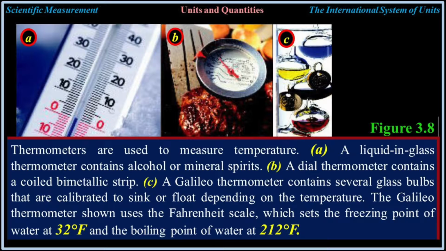Thermometers are used to measure temperature. A liquid in glass thermometer contains alcohol or mineral spirits. A dial thermometer contains a coiled bimetallic strip. A Galileo thermometer contains several glass bulbs that are calibrated to sink or float depending on the temperature. This Galileo thermometer shown uses the Fahrenheit scale, which sets the freezing point of water at 32 degrees Fahrenheit and the boiling point of water at 212 degrees Fahrenheit.